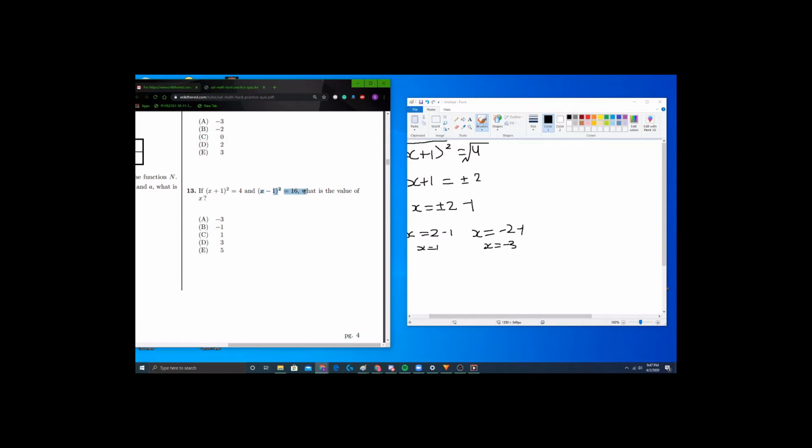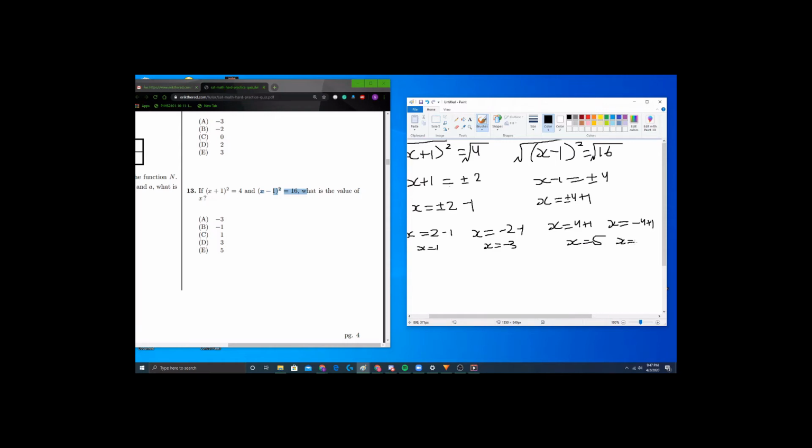Then let's do this equation. x minus 1 squared is equal to 16. Let's square root both sides of the equation. x minus 1 equals the square root of 16, which is 4, but remember it's plus or minus 4. So x is equal to plus or minus 4 plus 1; we added 1 to both sides of the equation. So x is going to equal 4 plus 1, or x is equal to negative 4 plus 1. So x could equal 5, or x is equal to negative 3.